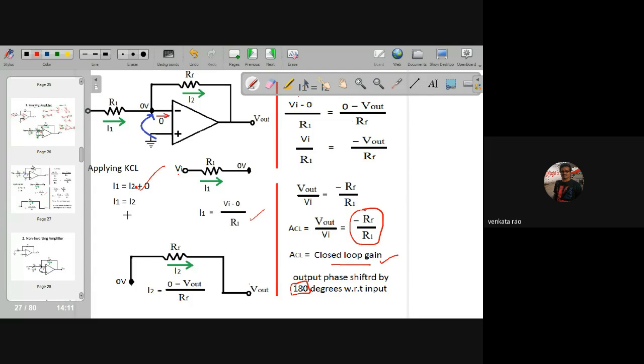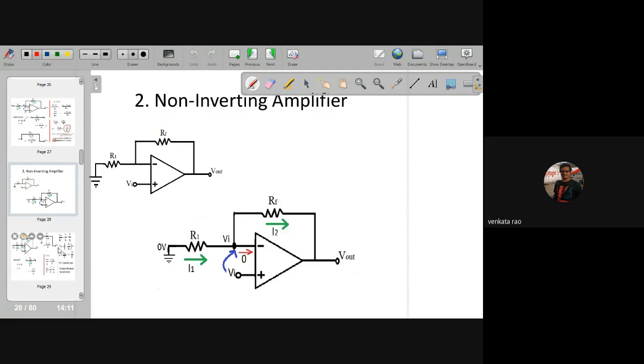Now I'm going to the second application, non-inverting. In the non-inverting amplifier, the input is connected at the positive input terminal, that is the non-inverting input terminal. So due to the virtual short circuit concept, the voltage here also is going to be VI. Now I'm taking the currents. Let us take this current as I1 and this current as I2, and apply KCL at this node. Then you get the output. Finally, here you get the output voltage from this.